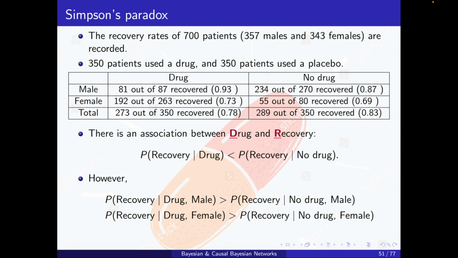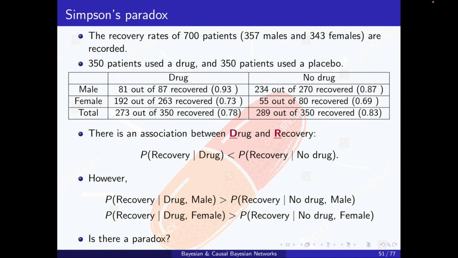But here's the interesting part. The probability of recovery, given that the individual used the drug and was a male, was greater than when the individual did not use the drug. And the probability of recovery given that the individual was a female and used the drug also was greater than given that the individual did not use the drug. So exactly the opposite of what we see here. This is quite interesting, because the first one is saying that if you don't know anything about the gender, and you know that the individual used the drug, then the individual is less likely to recover.